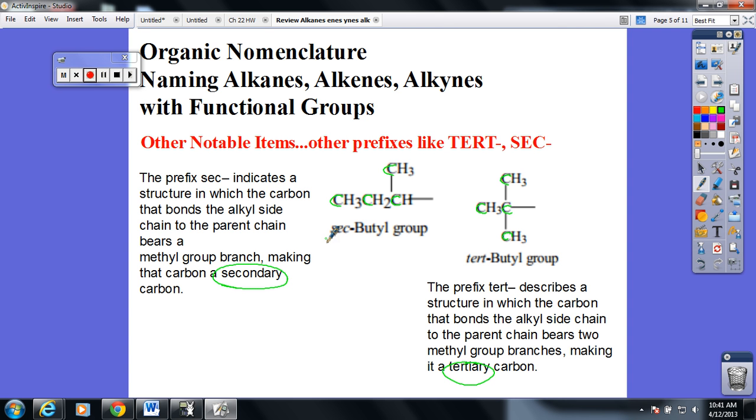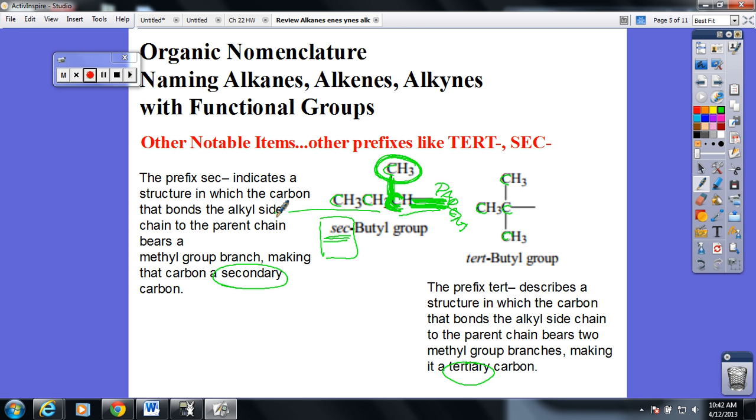In the prefix secondary, or sec-butyl in this case, there is a carbon that's attached to the parent chain. Everybody see that? There's this carbon attached to the parent chain. So over here would be the parent. This is an alkyl group here. So this is a functional group attached to a parent chain. And the definition of the term sec says that you have one methyl attached to the carbon that's attached to the parent chain. Let me say that again. You have one methyl that's attached to the carbon that's attached to the parent chain. And then the rest of the carbons are attached otherwise.